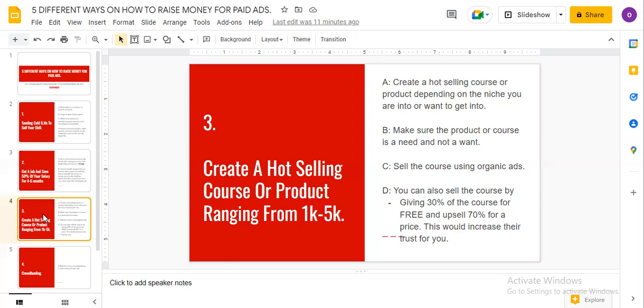Now, how can you pick a hot selling product? Remember, I said make sure it's a need and not a want. So you can do your research. You can ask your friends. You can go to Facebook groups and do your research. You can just do your research before you launch your product. Ask persons before you launch your product. Ask people that are already in the game.